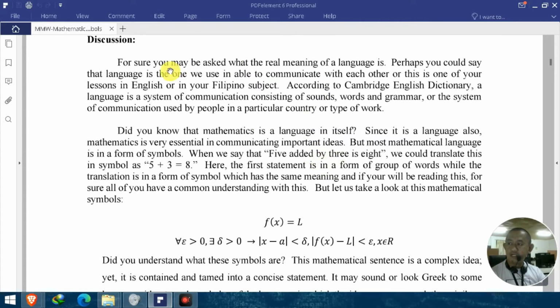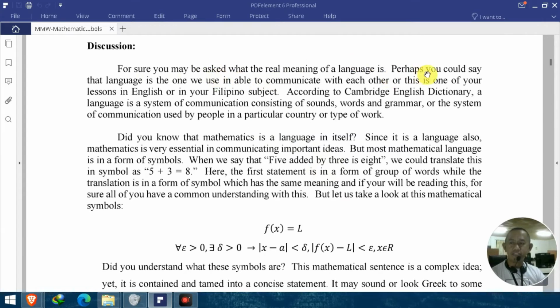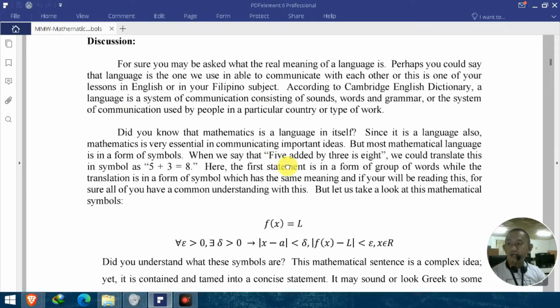You may ask what the real meaning of language is. Perhaps you could say language is what we use to communicate with each other, as in your English or Filipino subject. It is what we use to talk to each other so that we can understand. For example, if you are going to talk to a deaf person, you are going to use sign language because he or she cannot talk. But if a deaf person is reading a book, they are using a braille alphabet. Their tools are different, but still they understand.